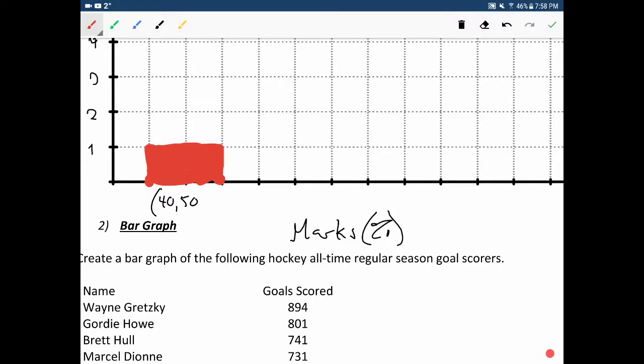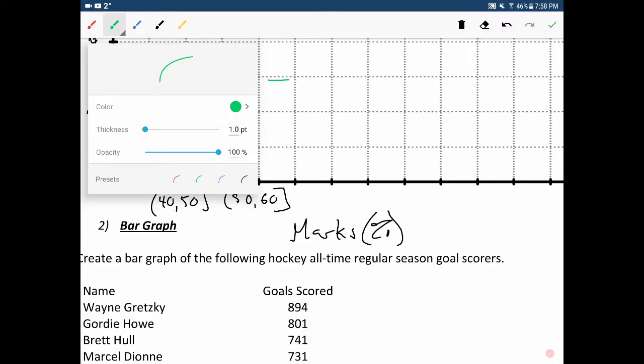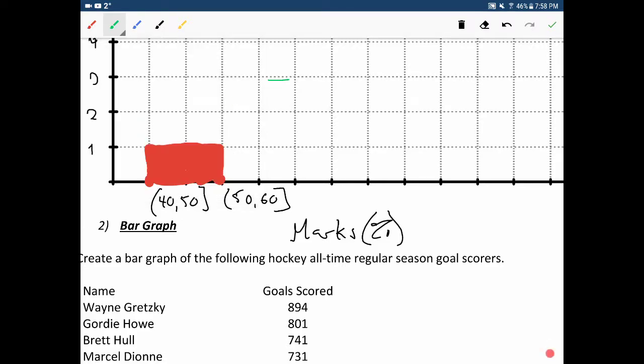There are no rules about using color or anything, but I've got this fancy thing here, so I'm just going to do that. My next one I will call 50 to 60, and in my tally chart I had 3, so I will go up 2, 3. Let's try this. There we go. Let's go to there, like that, and there we go.